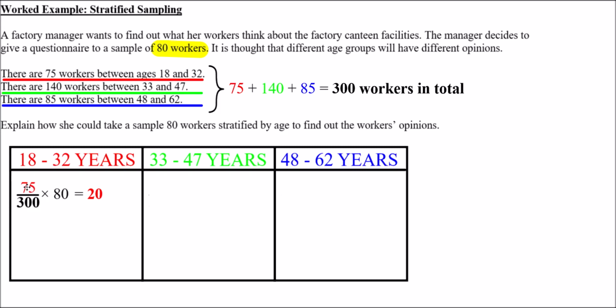On the calculator, that comes out as 20. Therefore, we'd pick 20 people aged 18 to 32. For 33 to 47, there are 140 people out of 300 in that age group.